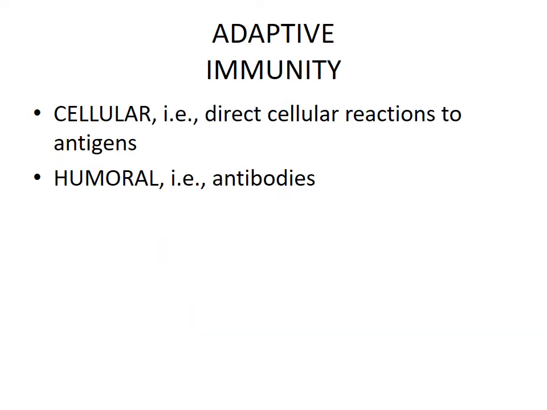Adaptive immunity. Adaptive immunity is the immunity that we acquire when certain pathogens or organisms enter our body. It is basically divided into two main lines: cellular immunity and humoral immunity. Cellular immunity is the direct cellular reaction to an antigen, and humoral immunity is through the formation of antibodies by B lymphocytes.